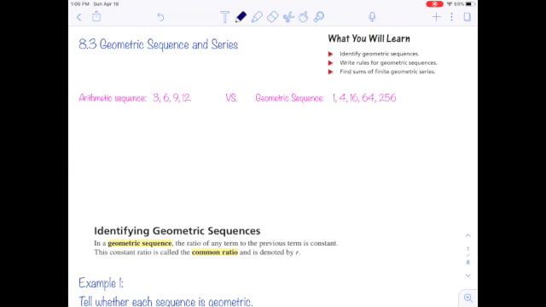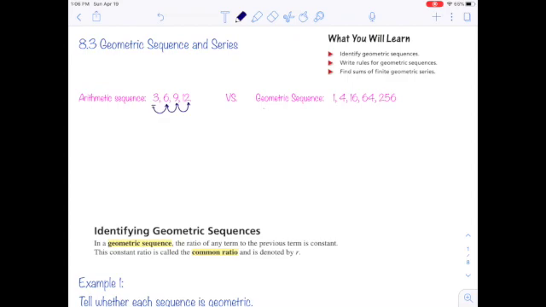Hi everyone, today we're talking about chapter 8.3, and this has to do with geometric sequences and series. Previously we've talked about arithmetic sequences, and these are sequences where you take one term and you add a common difference to get the next term. For example, you go from 3 to 6, you add a common difference of 3 each time to get the next term. All right, that video is from Friday.